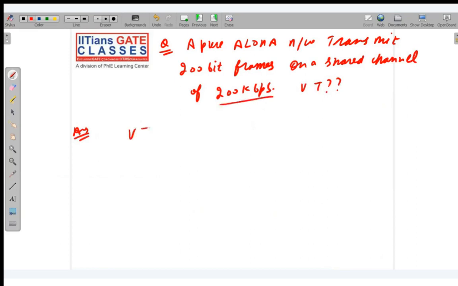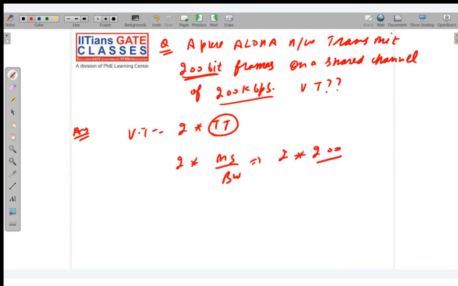So vulnerable time of pure ALOHA is 2 multiplied by transmission time. Transmission time formula is message size upon bandwidth. So 2 into message size or frame size, that is 200 bits, upon 200 kbps, so 200 into 10 power 3. So it comes out to be 2 millisecond. Please let me know if anybody is facing any difficulty. Okay, take a snapshot. I will jump to the next slide.